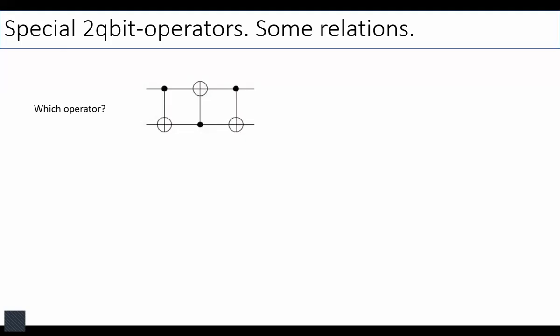No, 0 stays 0, because when you do control not, the first qubit never changes. The second changes only if the first one was 1. So there is no action. There is action of not C.